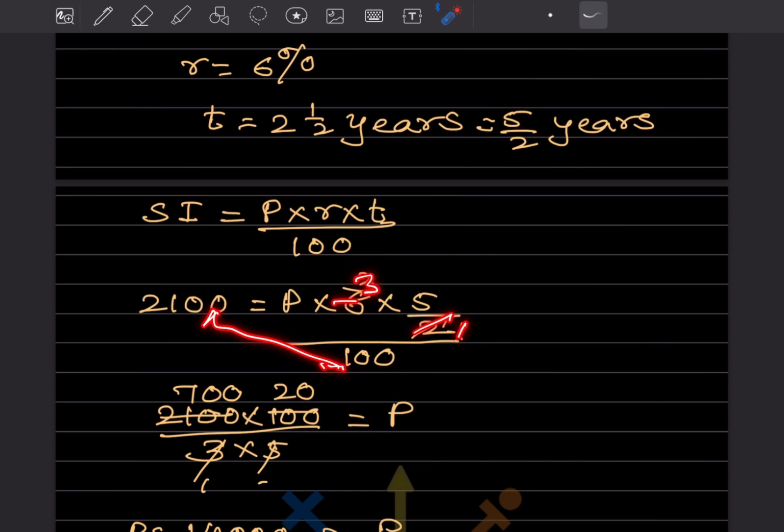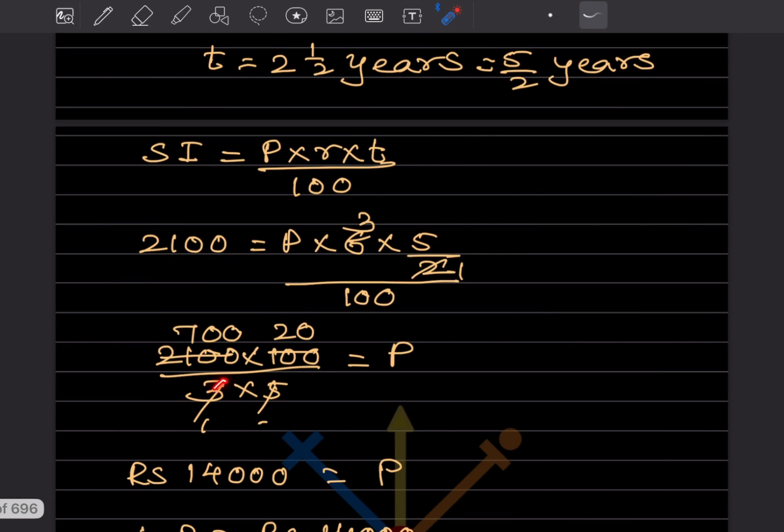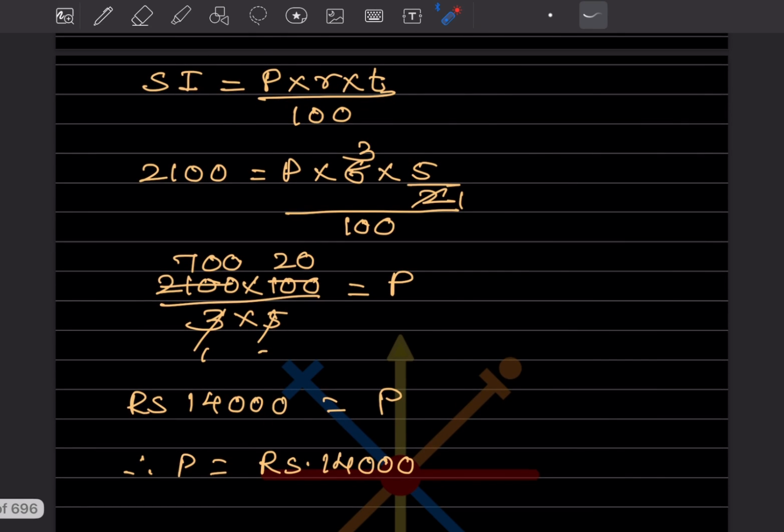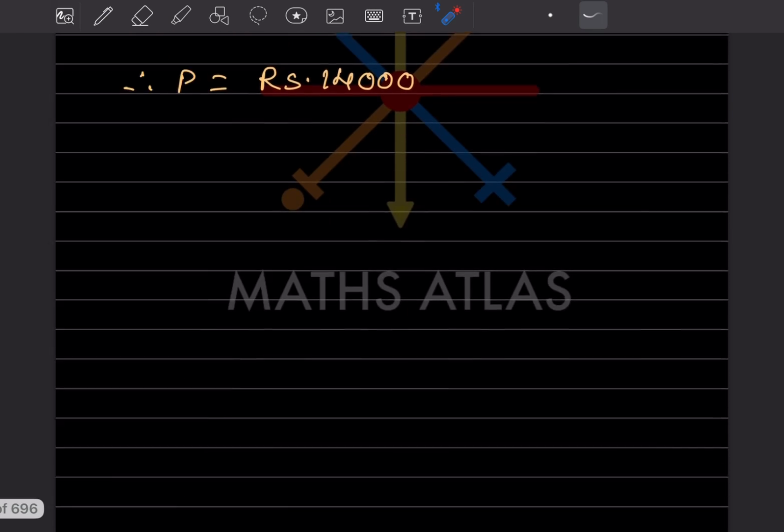This you will take on this side. So 2100 into 100, and this 3 into 5 will change the place, so it will go in the denominator, that is going to be P, the principal. So after simplifying this one, what remains is 14,000, that is P. So we can say the principal is rupees 14,000.